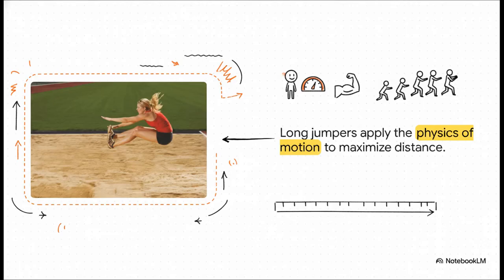Take a look at this. A long jumper doesn't just sprint and chuck themselves into the air hoping for the best, right? No way. They rely entirely on maximizing horizontal distance by mastering their speed, strength, and technique. In other words, they are directly applying the physical laws of kinematics to nail that winning jump.